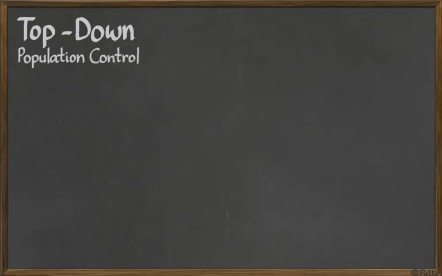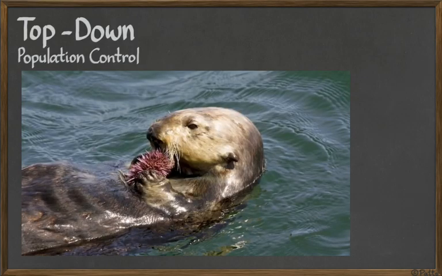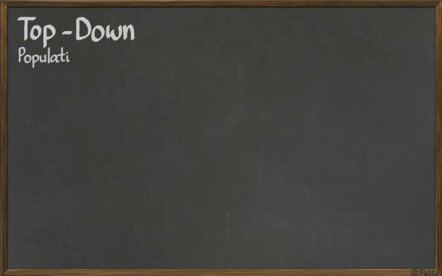Okay? Here now we have another idea, that is how populations are controlled. There is top-down population control. This is a classic where the predator controls the population. So, for example, the population of sea urchin is controlled by its predator, the sea otter. We saw this here in an example before, the keystone species, right?